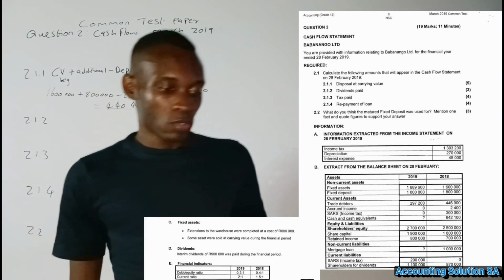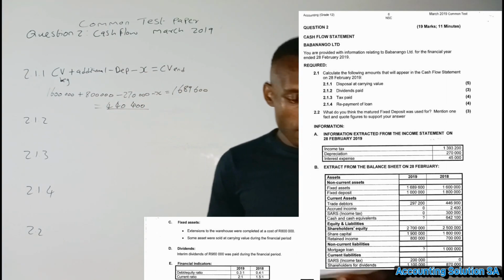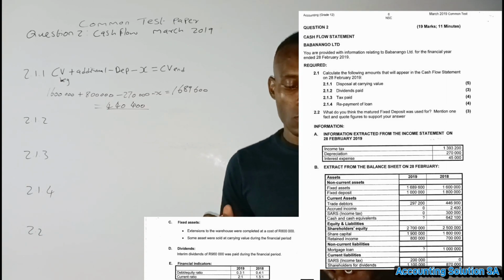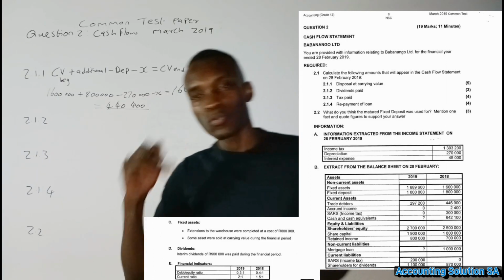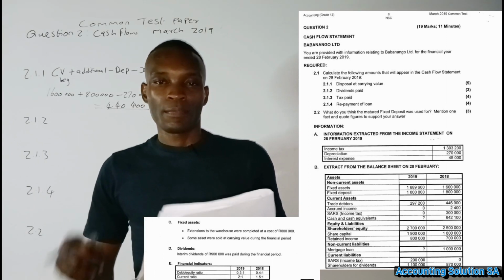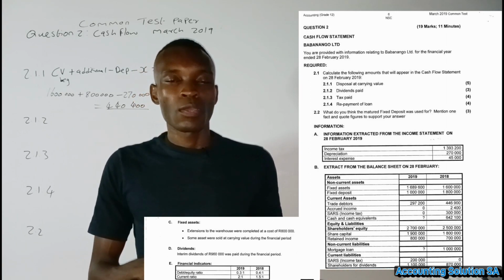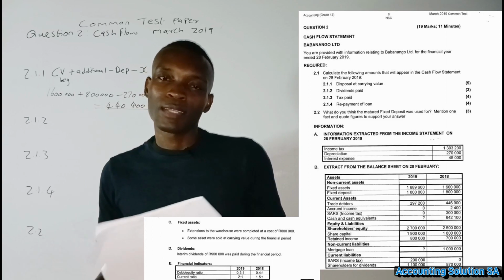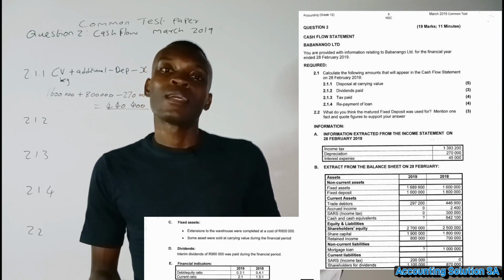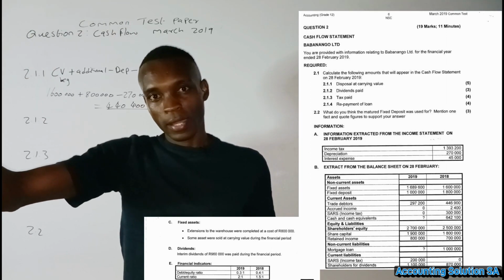Number 2.1.2, dividends paid. Let's take the information that can lead us to calculate dividends paid. Dividends paid is very simple because we add dividends that were declared last year. I will tell you why. The reason why we take the one from last year that has been declared is because at the end of the year when we declare dividends, we don't pay them. In other words, we are saying that shareholders are going to be paid this much, but we didn't pay them. We're going to pay them the following year.